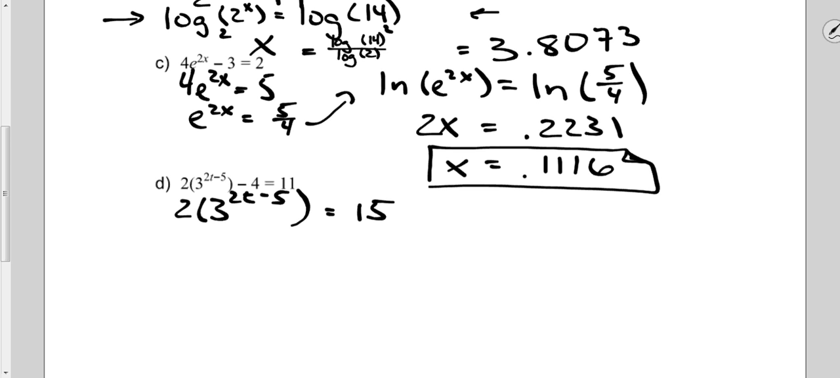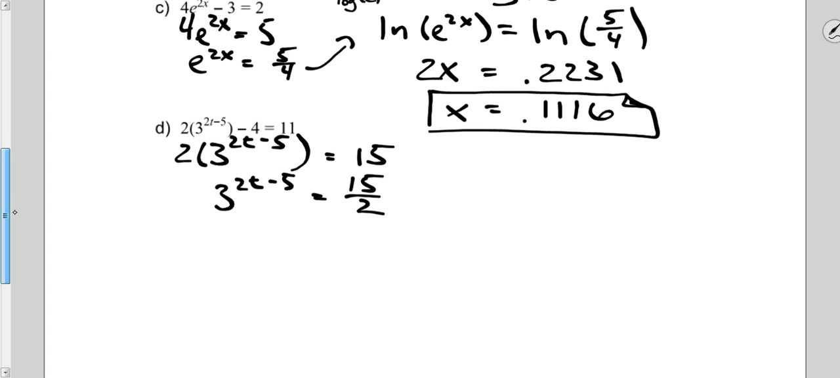You guys thought I was going to lose the fractions. 3 to the 2t minus 5. I'm dividing both sides by 2, right? Yeah. 15 halves.